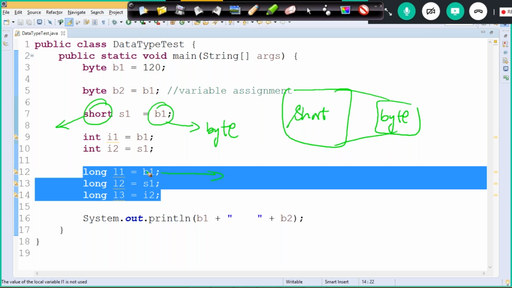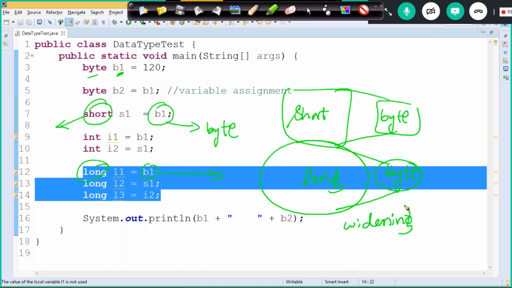In this example, observe the data type of B1. The data type of B1 is byte. You are assigning it into long. Long is bigger than byte, very much bigger. Byte is smaller, long is bigger. Hence, this is called widening, or typecasting. Conversion of one data type to another is called typecasting. In typecasting, we are dealing with primitive data types, hence it is called primitive typecasting. In primitive typecasting, you are widening it. This is possible.